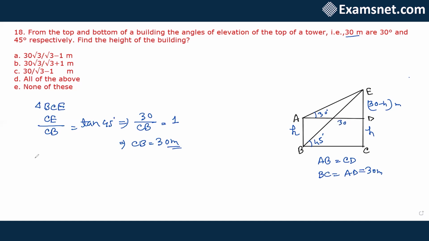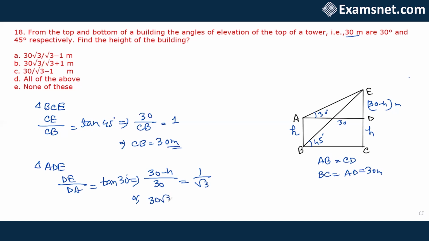Okay. Now we will consider the triangle ADE. So from ADE we can write DE by DA, which is tan 30°. Now DE means 30 minus H by AD means we have just got the value of AD, that is again 30. Also we know the value of tan 30°, that is 1 by root 3. So from this equation we are going to find the value of H: 30 root 3 minus H root 3 equals 30.